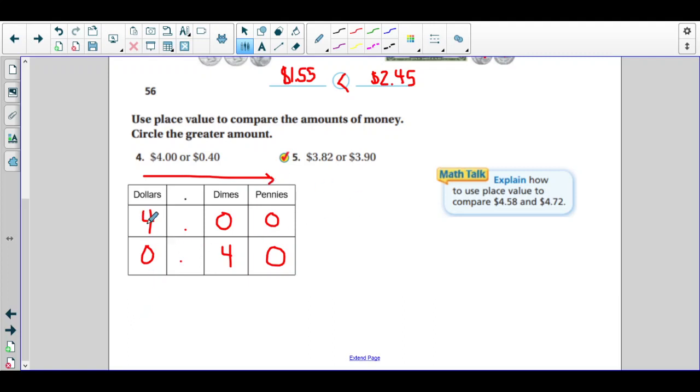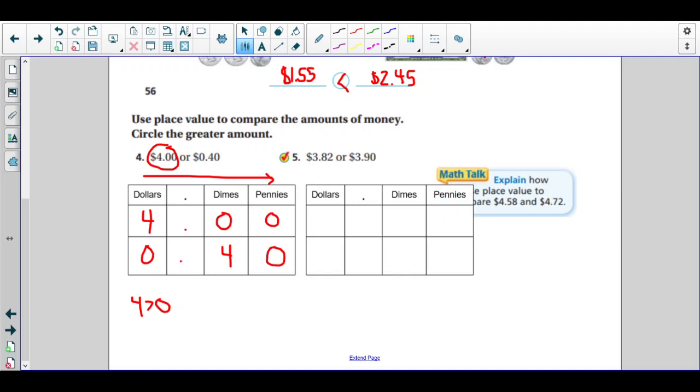So which is greater, the 4 or the 0? Well, 4 is greater than 0. So really, I don't need to go any further. $4 is greater than $0. So this right here ends up being the greater value. Looking at the next one, I'm looking at $3.82 and $3.90.